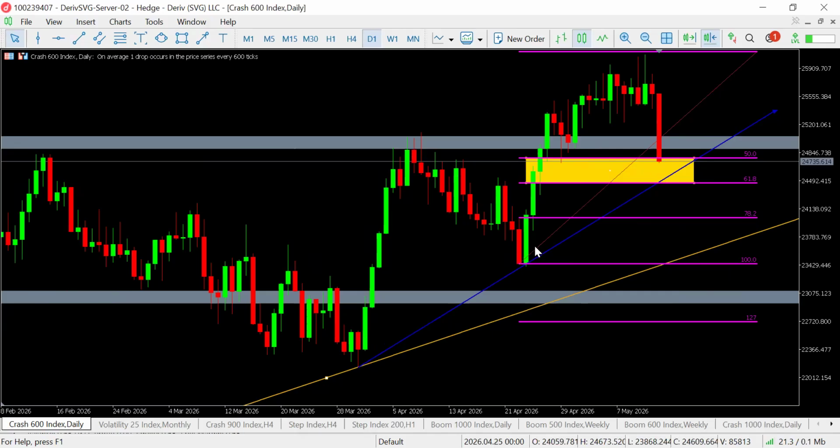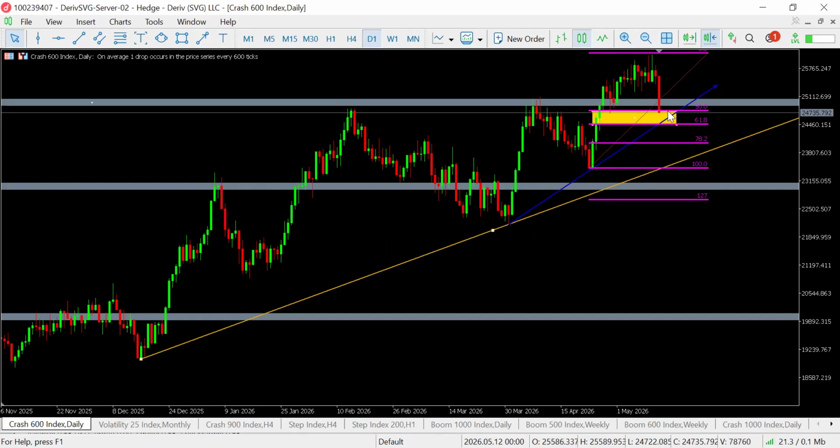So now we have a complete setup. The question would now be, what do we do with this setup? The opportunity here would be for us to make use of this. We have to be patient in the sense that now we have sellers in full control of this market for now, even though it's in a clear uptrend.